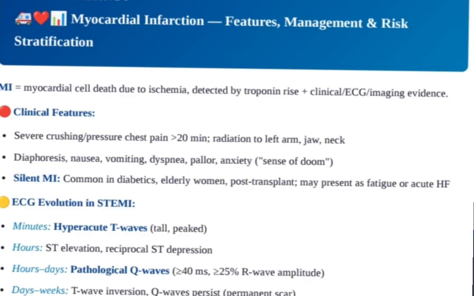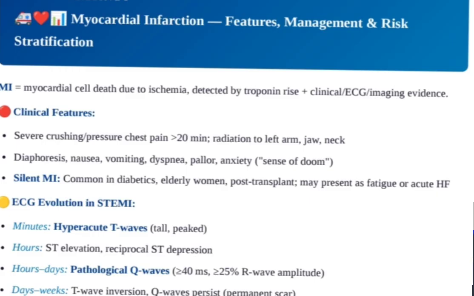But then we have the exact opposite end of the spectrum, the ninja heart attack. The silent MI. This one completely bypasses all that dramatic chest pain. The patient just presents with extreme fatigue, or they suddenly tip into acute heart failure. And it's especially common in specific populations. The notes highlight diabetics, elderly women, and post-transplant patients. So how dangerous is it when a major cardiac event disguises itself as just being really tired?